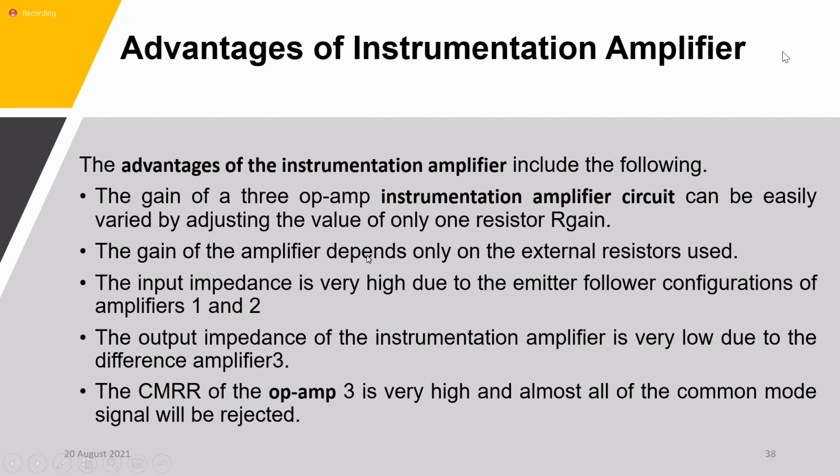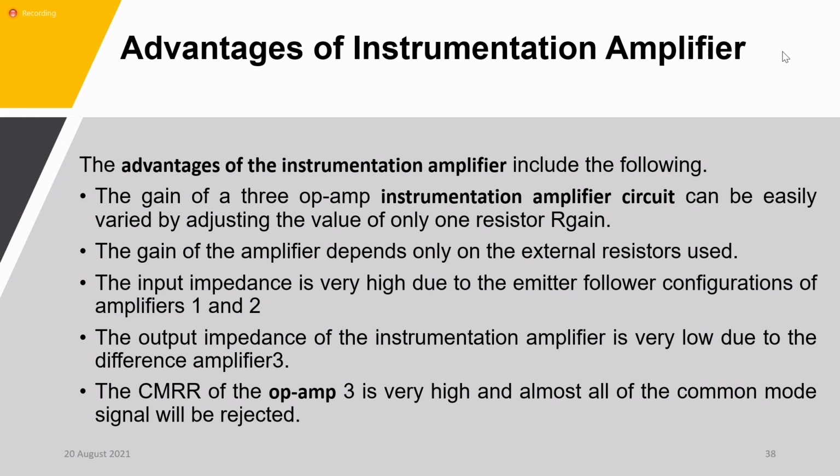The gain of the amplifier depends only on the external resistors used. So we are not depending on the internal capacitors or resistors which are implemented on the IC. We can increase or decrease the gain of the instrumentation amplifier by using external resistors. External resistors means R1, R2, R3, R4, R5, R6, and RG. And if all the other resistors are fixed, only with RG we can change the gain.